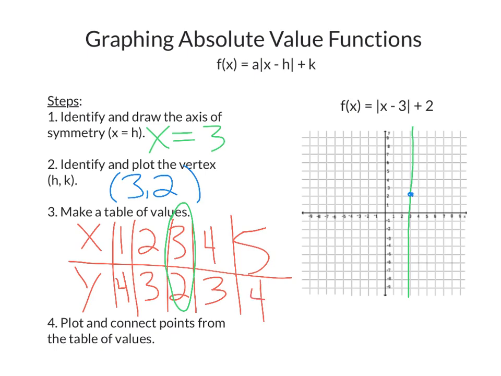Now that I've created my table of values, I just need to plot my points and connect them to create the absolute value function. You should notice after plotting the points that our graph makes a V-shape. All absolute value functions will make a V-shaped graph. Please take a moment to pause this video and record the steps and this example in your notes.